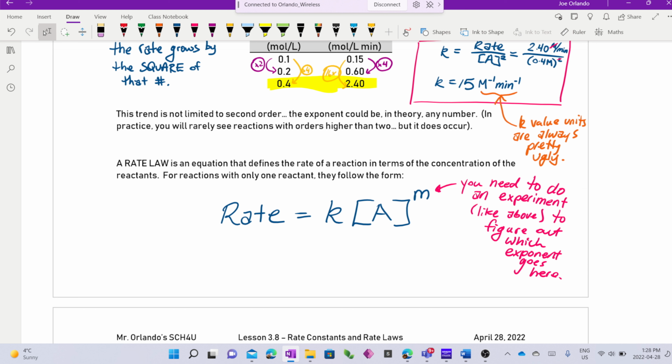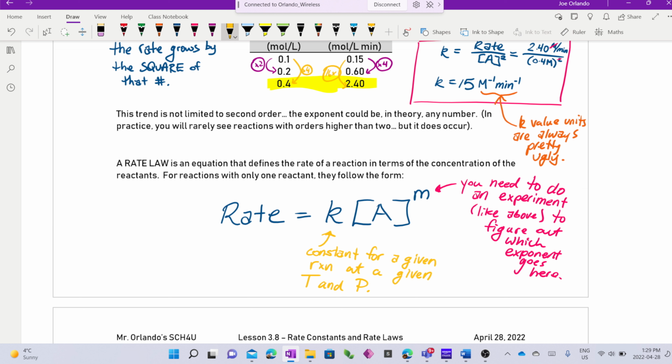Is this law only true for, I suppose this looks like a decomposition reaction? Would it also be true for synthesis and displacement, or is it specific? They would all follow a rate law, and you would have to experimentally determine what the rate law is. And this is constant for a given reaction at a given temperature and pressure. And if it were gases, you could throw volume in there too, but you get the idea.